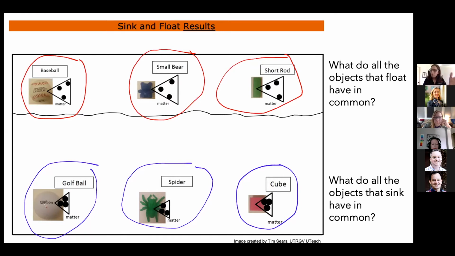So to reiterate, here are the answers. Baseball, small bear, and short rod all float. Golf ball, spider, and cube all sink. Please tell me in the chat box, what do all of the objects that float have in common, and what do all the objects that sink have in common?